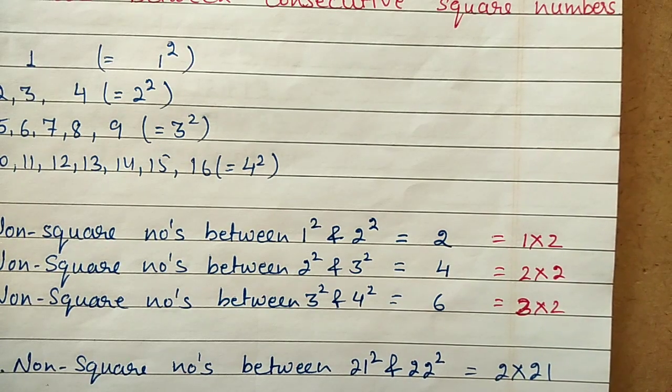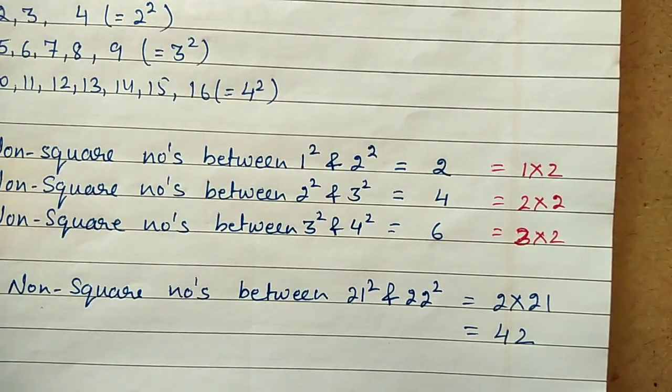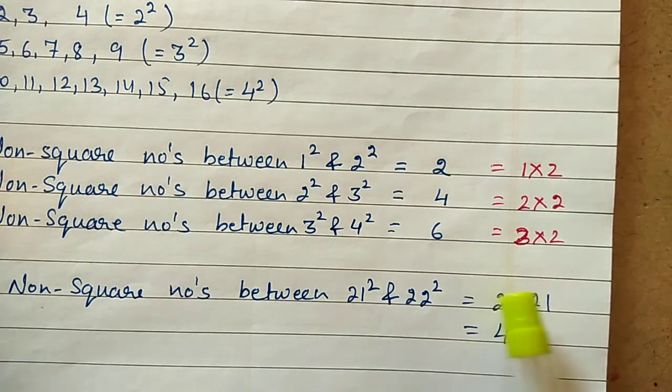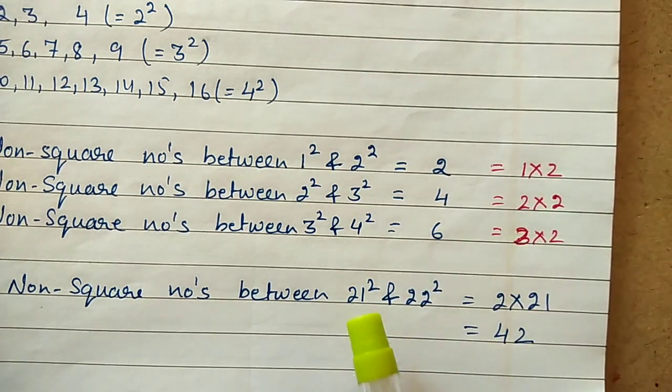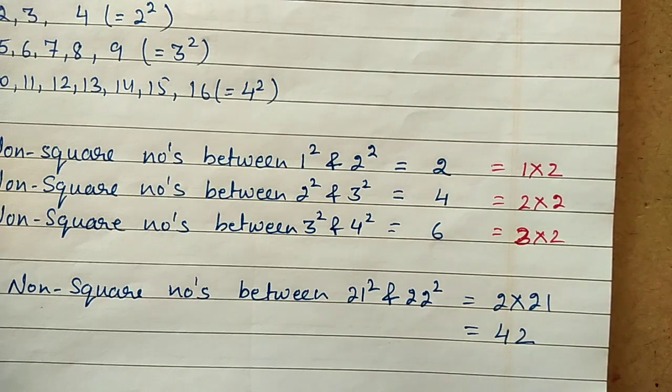Suppose we have to find out the numbers between 21 square and 22 square. So the answer will be 2 into 21, 2 into this first number. 2 into 21 is 42. So between 21 square and 22 square, a total of 42 numbers will be there.